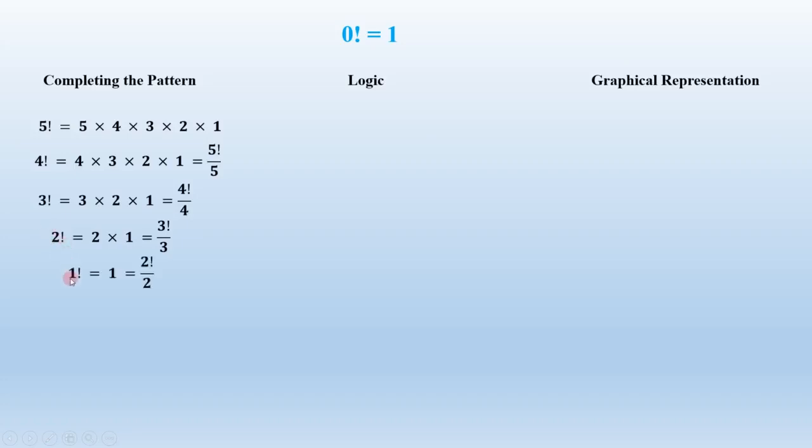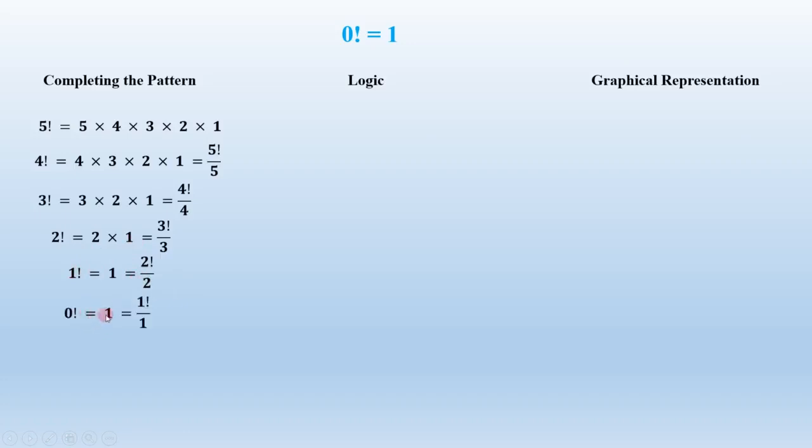Now let's move to 1 factorial. 1 factorial is equal to 1, as we know. So again, we can obtain this value by dividing 2 factorial by 2. So this 2 and this 2 cancel away, and we'll get the value equal to 1 factorial. That's equal to 1. So now what will 0 factorial be equal to?